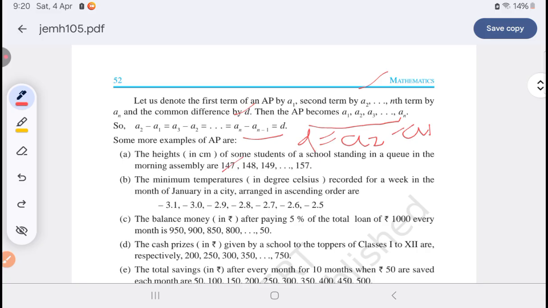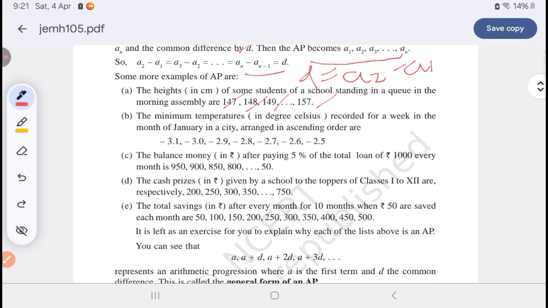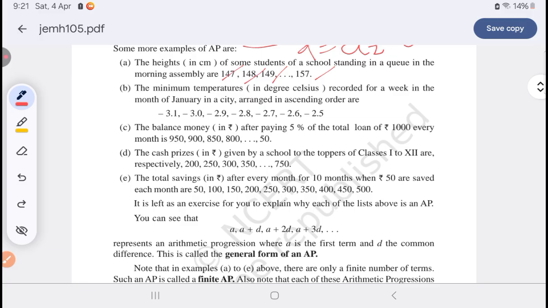Some examples of AP: the heights of 147 students of a school standing in a queue in the morning assembly are in ascending order. So there are many examples of arithmetic progression.